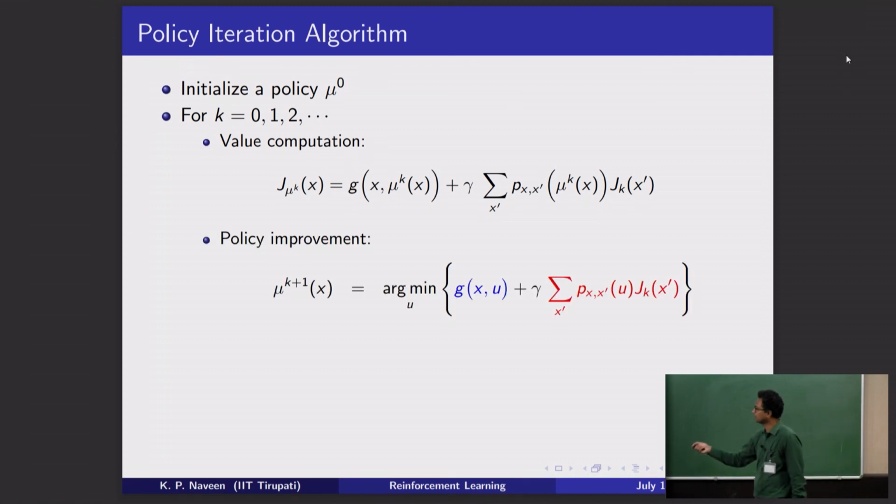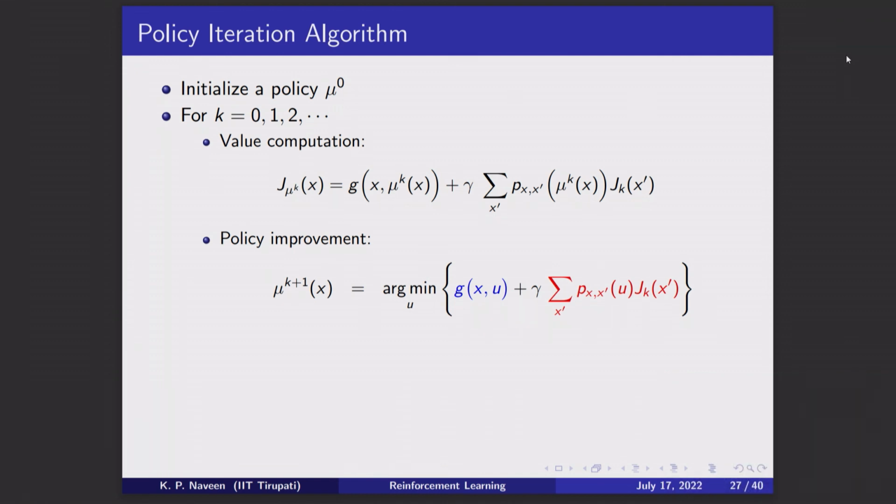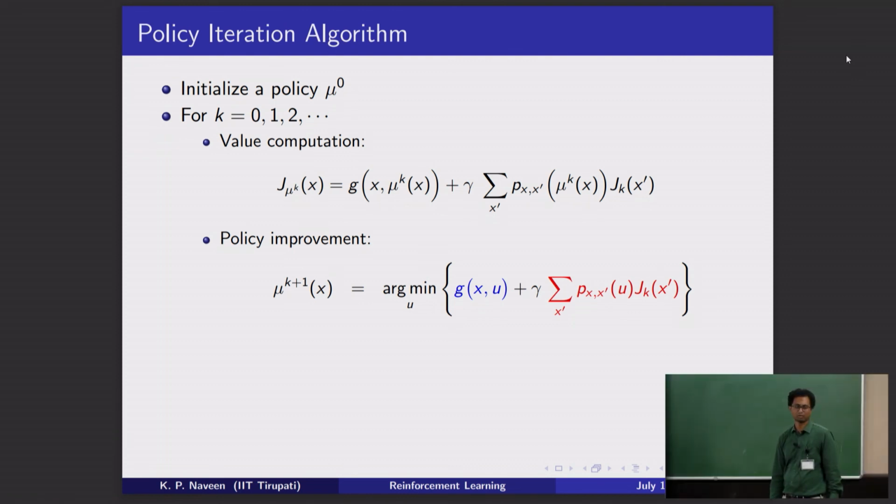Then you will improve the policy. The policy improvement is something like this. The next policy will come from this equation. So this should actually be j of mu k. You will choose that action as your next policy that optimizes this one-step cost plus the future cost to go, where the future cost, instead of j star, uses this earlier policy.